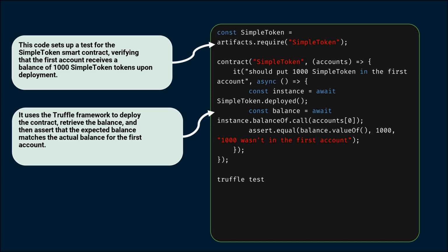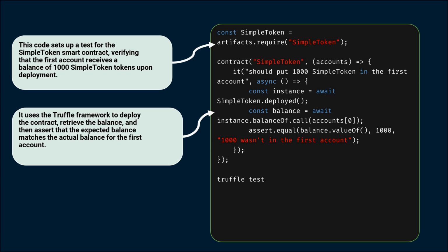Next, we define a test suite for the Simple Token contract, utilizing the contract function provided by Truffle, which facilitates grouping our tests together. Within this suite, we'll create an individual test case using the it function, where we will verify that the first account received the total supply of tokens.